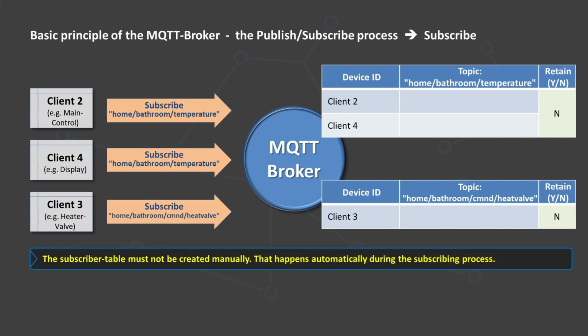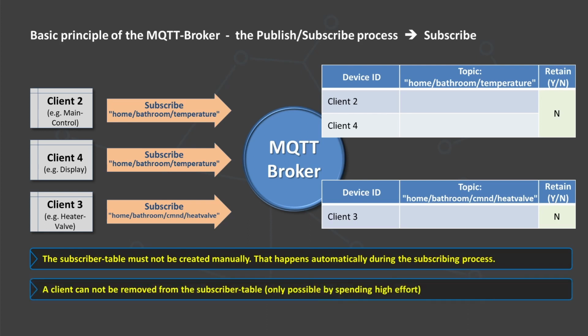The subscriber table cannot be created manually, since this is an automatic process of MQTT. Only the client which has subscribed to a topic can unsubscribe from that topic. Once it is in that list, it cannot be easily removed or excluded.